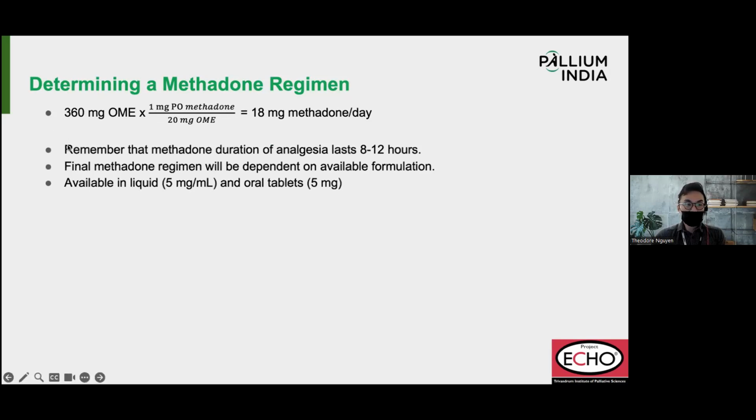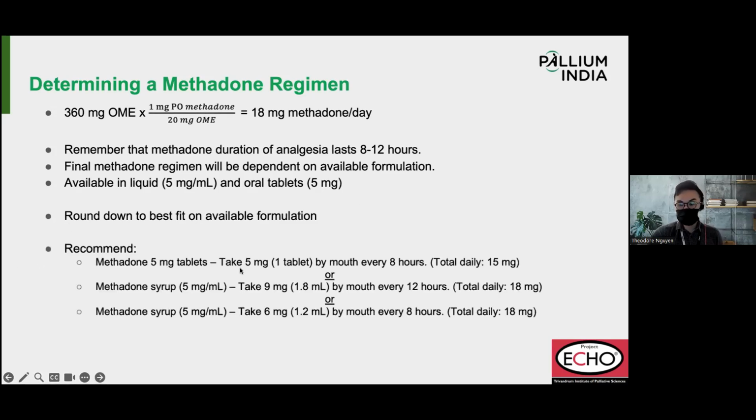And then the things to keep in mind: duration of analgesia lasts 8 to 12 hours. And the final methadone regimen will be dependent on the available formulation. Right now, I'm aware that it's available in a liquid of 5 mg per mL and oral tablets of 5 mg. So we would recommend to just round down to the best fit based on the available formulations. Some examples that might be reasonable is 5 milligram tablets every 8 hours for a total of 15. If you use the liquid or syrup, that gives some more flexibility for patients to get closer to this.